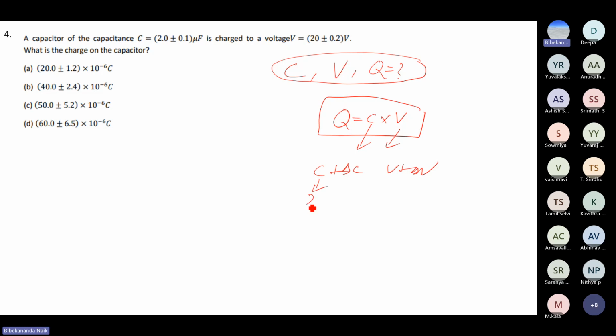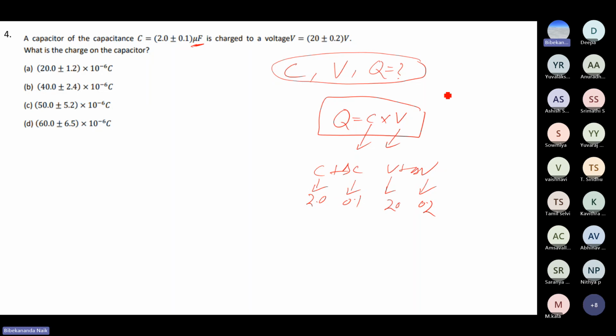So this C is 2.0 and delta C is 0.1. But these are microfarad. If you see, these units are different, so you need to keep this in mind. This is microfarad, and then this V is 20, and delta V is 0.2. So these are the values.